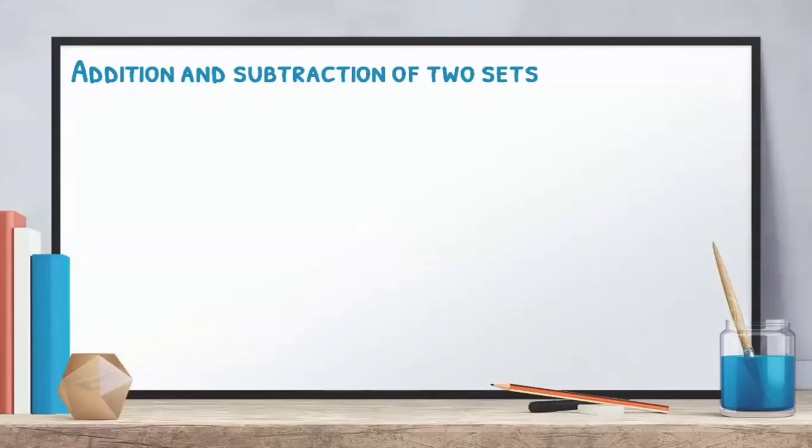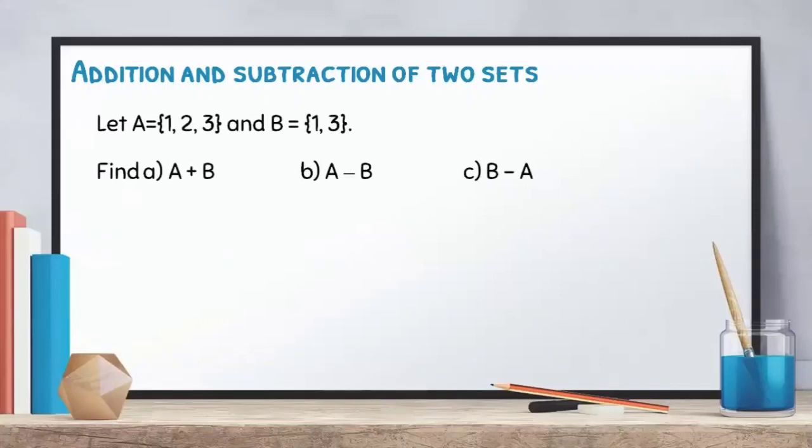So we're going to add and subtract our two sets. Okay, so we have here set A is equal to {1, 2, 3} and set B is equal to {1, 3}. So we're going to find letter A, the sum of A and B. For letter B, the difference of A and B. And for letter C, the difference of B and A. Now let's start with our letter A, A plus B.